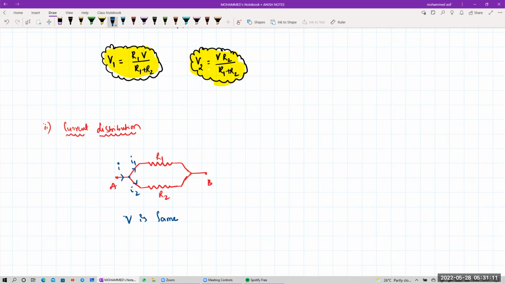If there is a division of current, it is called a parallel combination. If there is division of current, take it as parallel. Take it as what? Parallel. Okay.